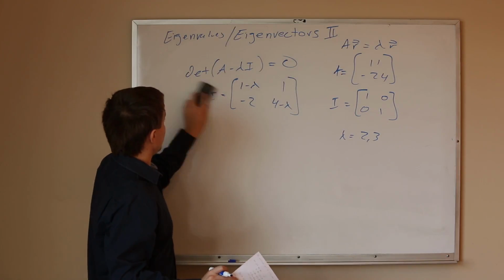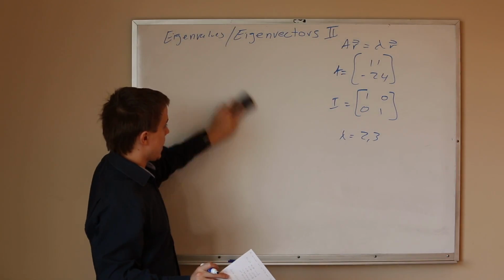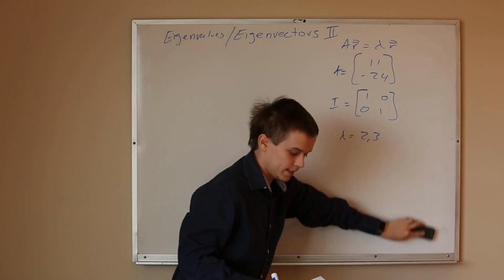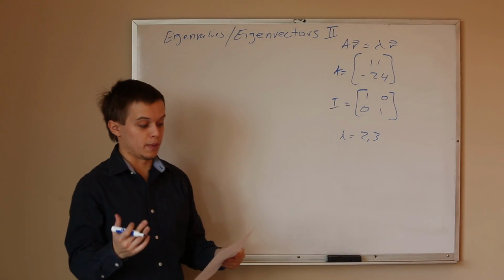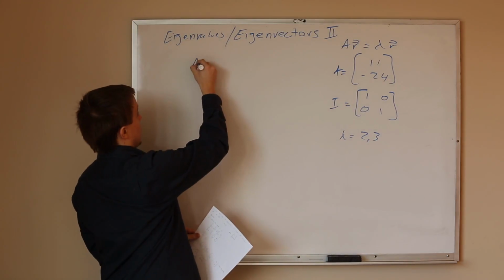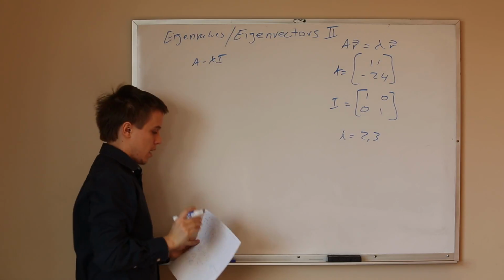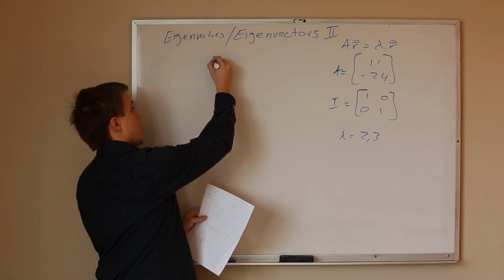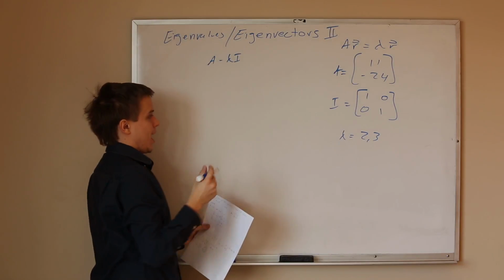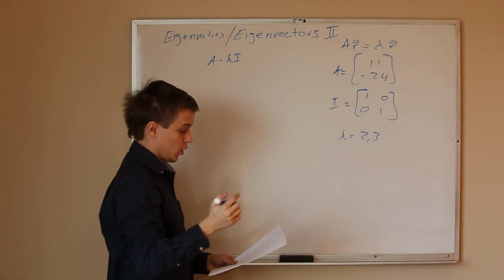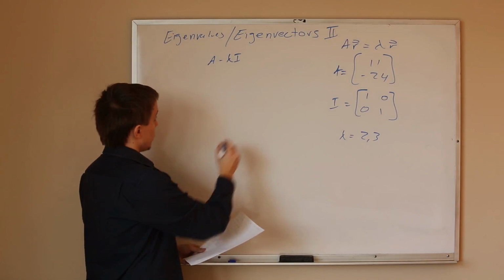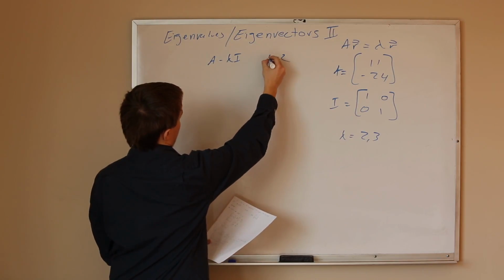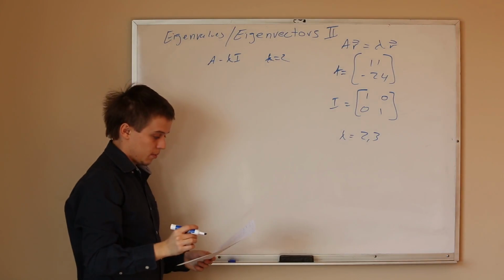Now, why is this useful? Well, we can use these eigenvalues to compute the basis for the null space of A minus lambda I. And you will notice that the null space of A minus lambda I is actually the eigenvectors. So let's show that. Let lambda equal 2. I'm really bad at drawing lambdas, I apologize.